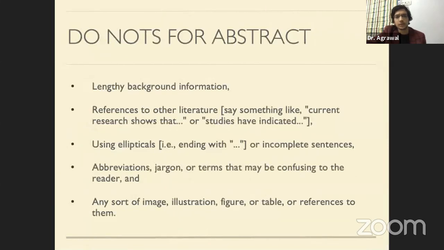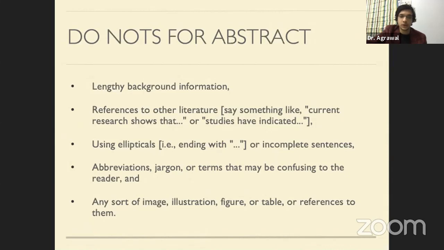Do's and don'ts of abstract. Do not use lengthy background information. You cannot reference any other literature in the abstract. Instead, you can say something like current research shows that, or studies have indicated that. Here's where you can use these sentences, but nowhere in the rest of the article can you do that without any references.